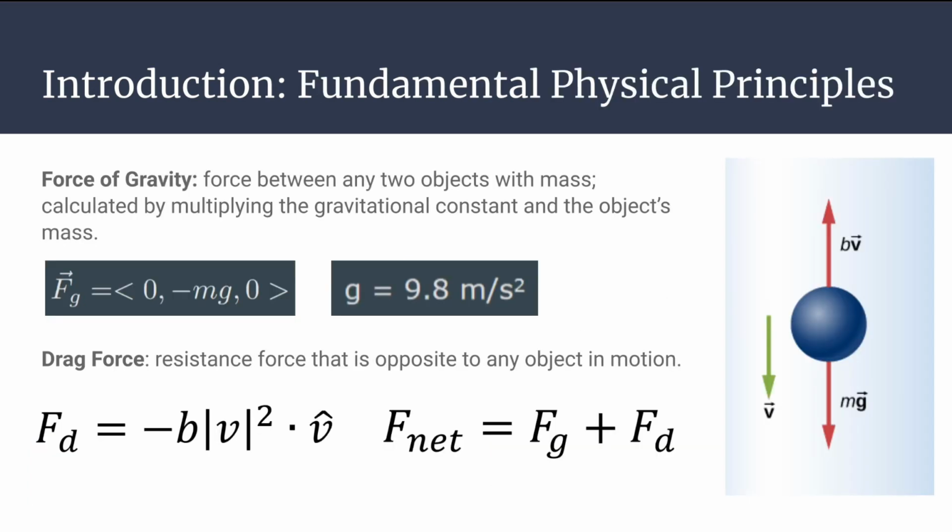Gravity is a constant force that is always pointing down towards the ground. The force of gravity, also known as the weight force, is the force between any two objects with mass. For a falling object, this is calculated by multiplying the gravitational constant g and the object's mass.